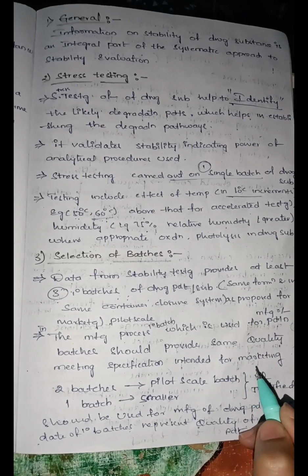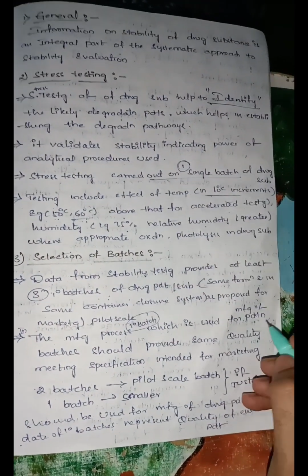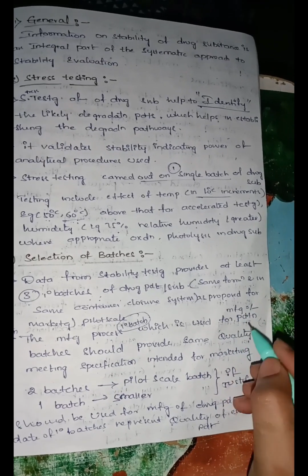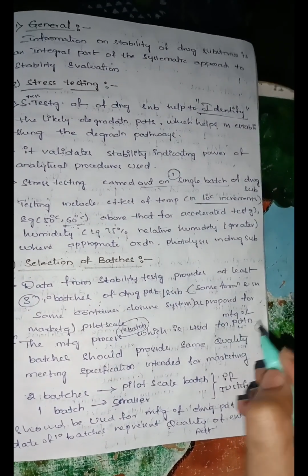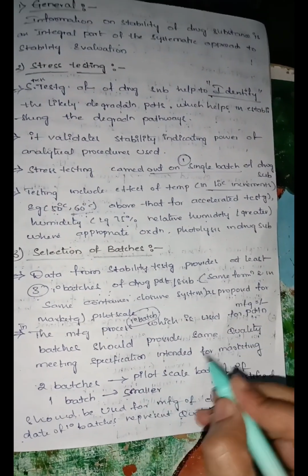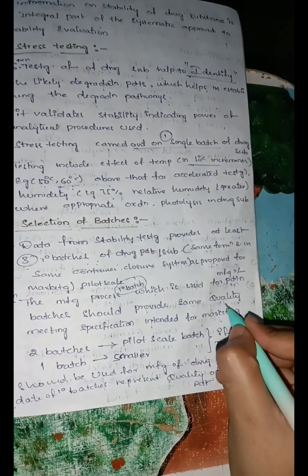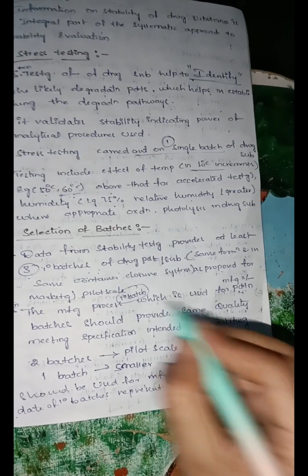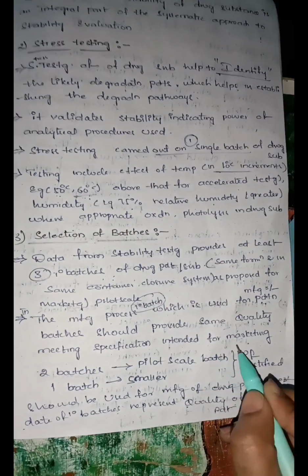The manufacturing process of the primary batch should provide the same quality, meeting the specification intended for marketing. The manufacturing process used for the primary batch, the same procedure should be used for the production batch, and the products produced from the production batch should provide the same quality and meet the specifications intended for marketing. It should have the same quality and same efficacy as the primary batches.